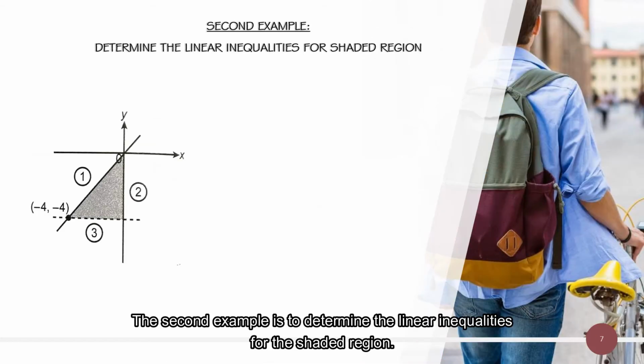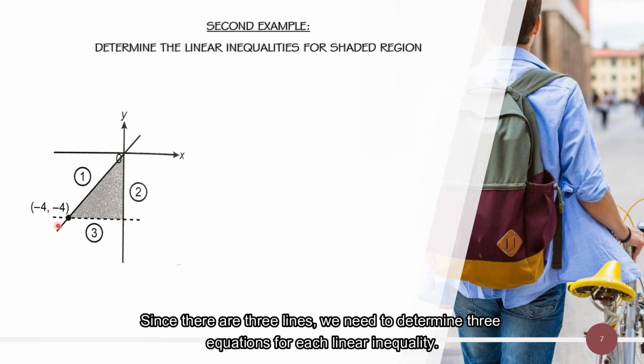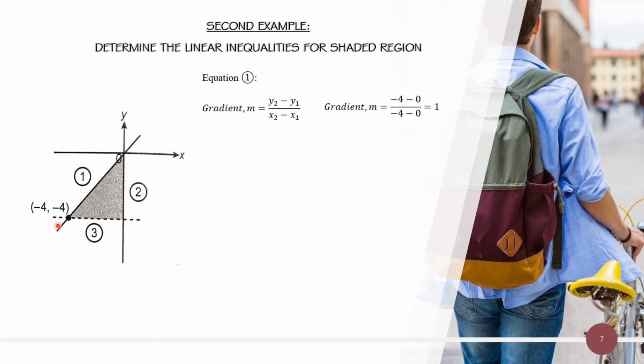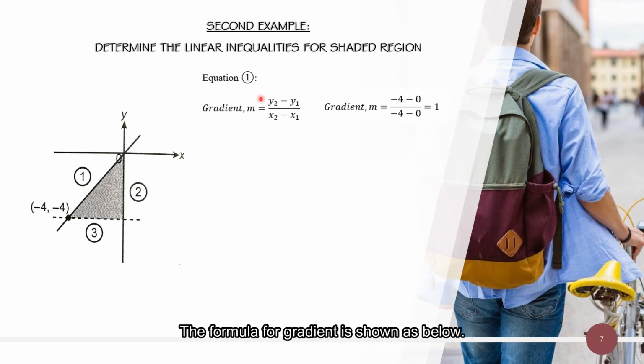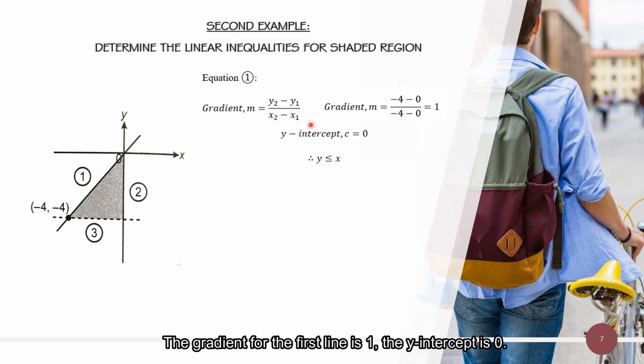The second example is to determine the linear inequalities for the shaded region. Since there are 3 lines, we need to determine 3 equations for each linear inequality. The first equation, since the first line is inclined, therefore we need to determine its gradient. The formula for gradient is shown as below. The gradient for the first line is 1, the y-intercept is 0.